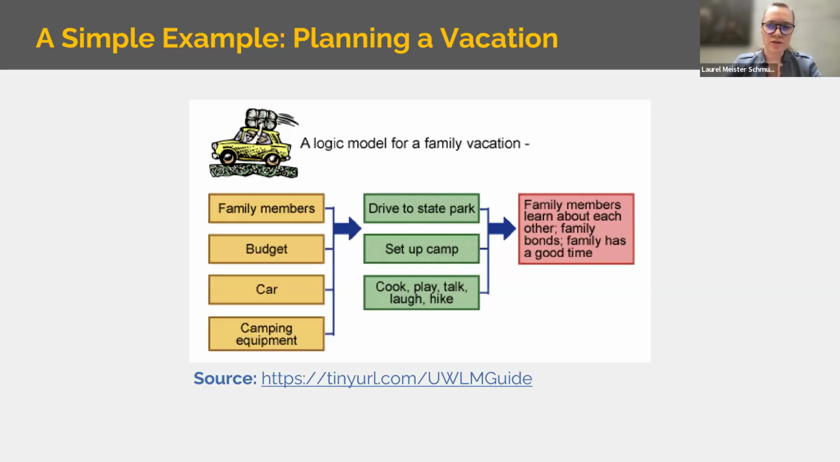We have existing resources, which include mom and dad, sister and brother, plus our vacation budget, our car, and camping equipment. These are represented by the yellow inputs on the left column. These resources make it possible for us to drive to a state park, set up camp, and engage in a variety of camping activities. These are the activities, and they're represented by the green column in the middle. And then as a result of camping together, we'll benefit in a number of ways. We'll learn more about each other, we'll increase our bond as a family, and we'll have fun. And these are the results represented by the red column on the right.